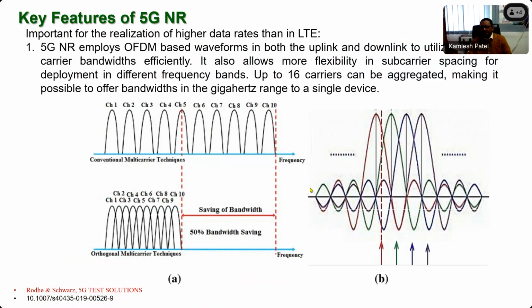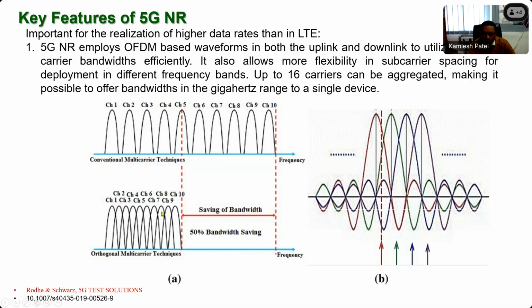All these benefits are utilized in 5G New Radio, and for the realization of 5G New Radio, we need an OFDM based waveform. This is another example of an OFDM waveform. We can have different channels in a certain frequency range, channel 1 to, let's say, channel 10. There is a gap between each small band, so we can transmit another channel there.